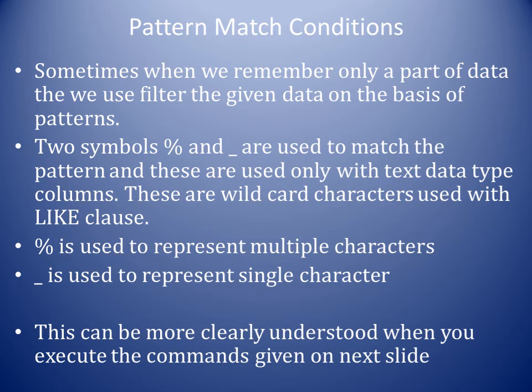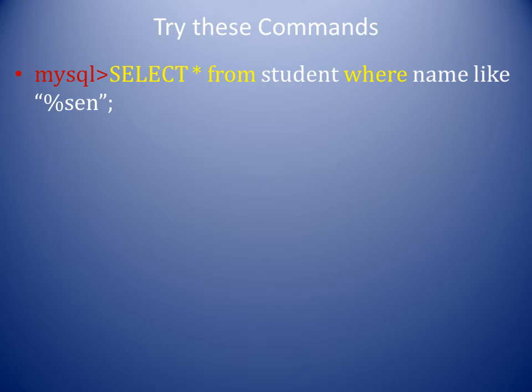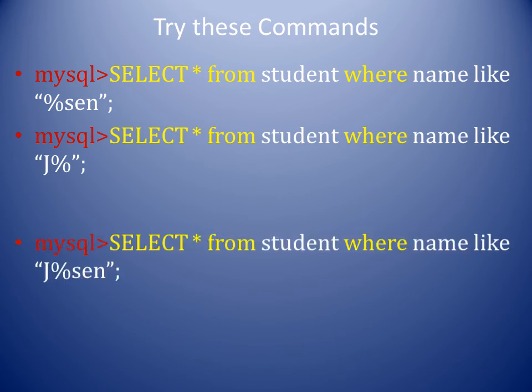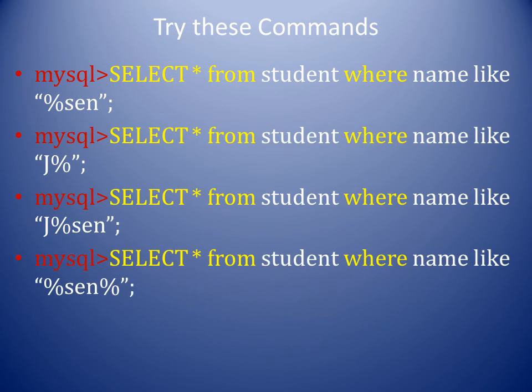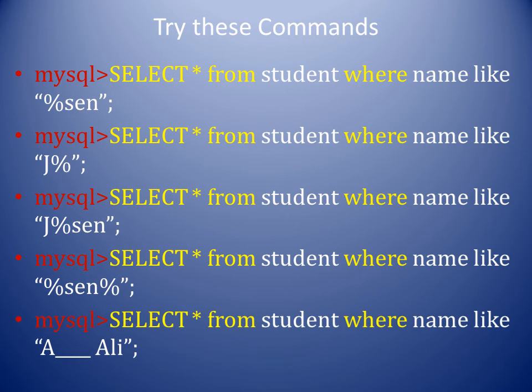Let's discuss the same with commands on next slide. When you run these commands, you will observe that for statement 1, all those records where name has last three characters as SEN are displayed. Because starting is not known to us, that is why we have used percentage sen.